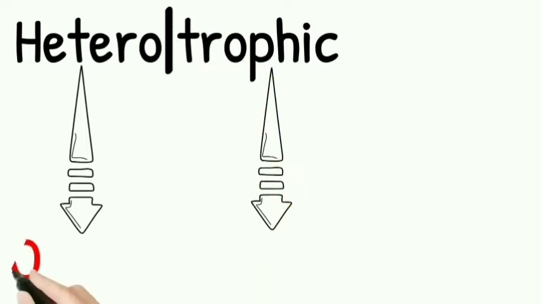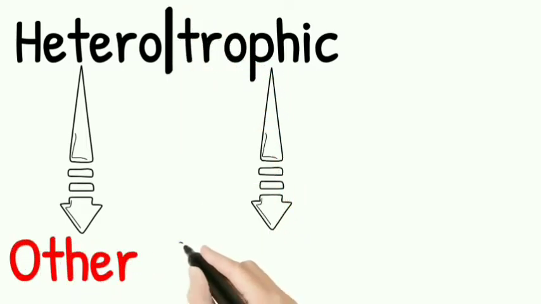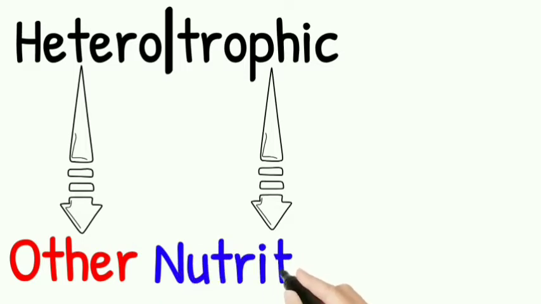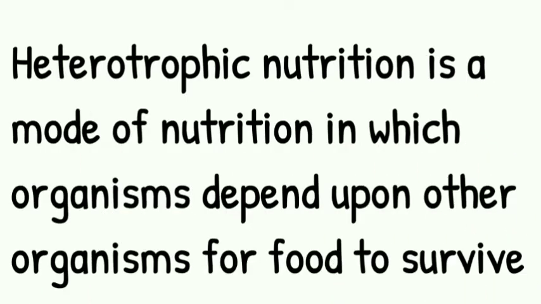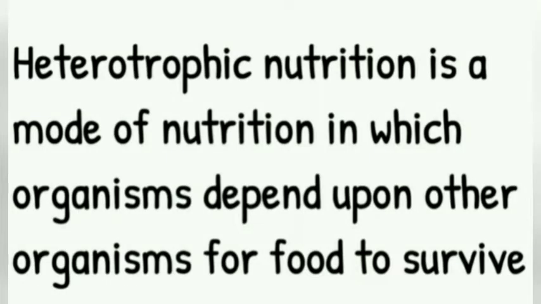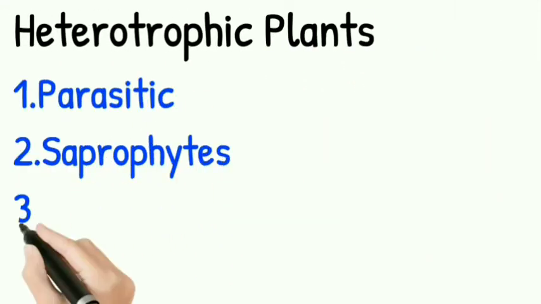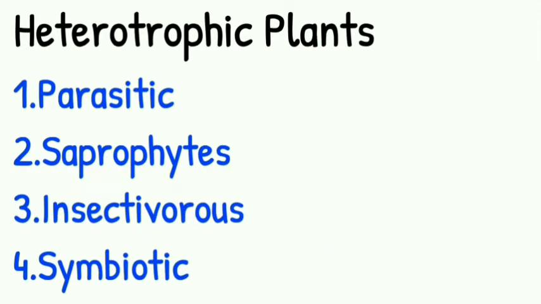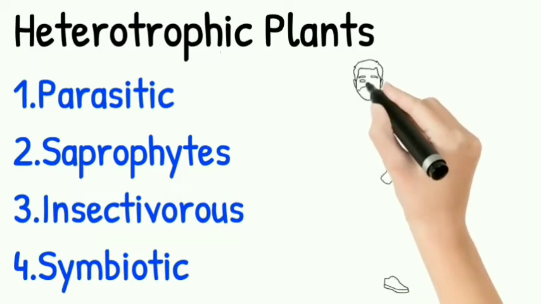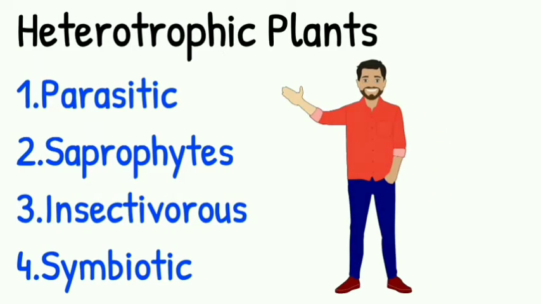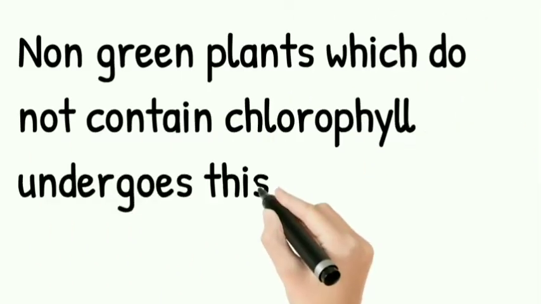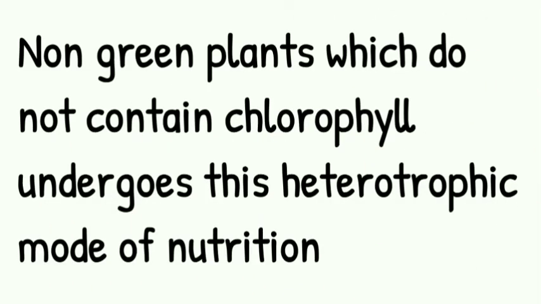Heterotrophic. Hetero, which means other, and trophic, which means nutrition. Heterotrophic nutrition is a mode of nutrition in which organisms depend upon other organisms for food to survive. Heterotrophic plants can be divided into four types: parasitic, saprophytes, insectivorous, and symbiotic. Some non-green plants which do not contain chlorophyll undergo this heterotrophic mode of nutrition.